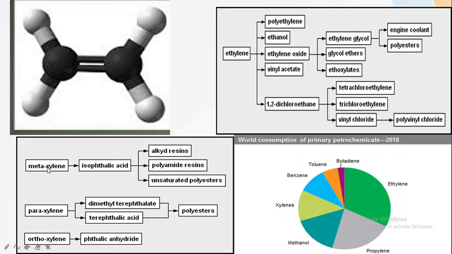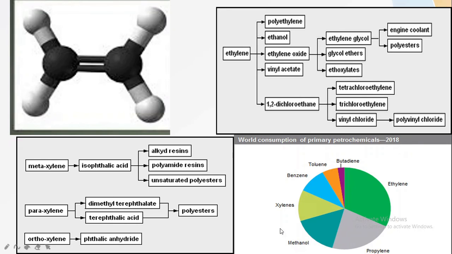And if the metaxylenes are going to be used, isophthalic acid is going to be converted into alkyd resins, polyamide resins and unsaturated polyesters. Paraxylenes are used for dimethyl terephthalate, and terephthalic acid is going to be converted into the polyesters. Orthoxylenes, phthalic acid and phthalic anhydrides are going to be converted.